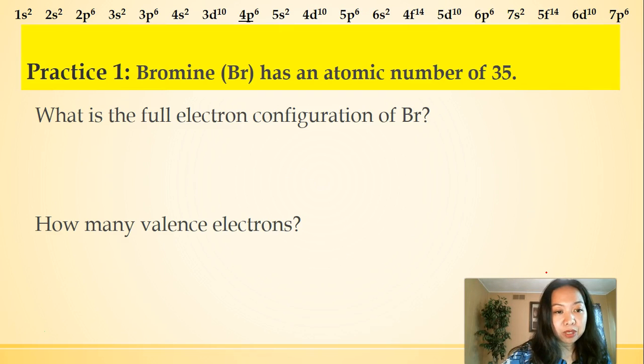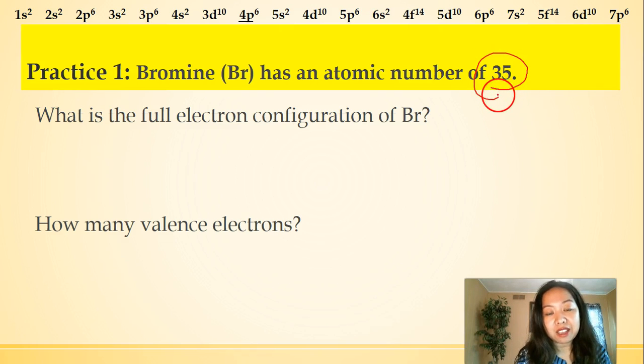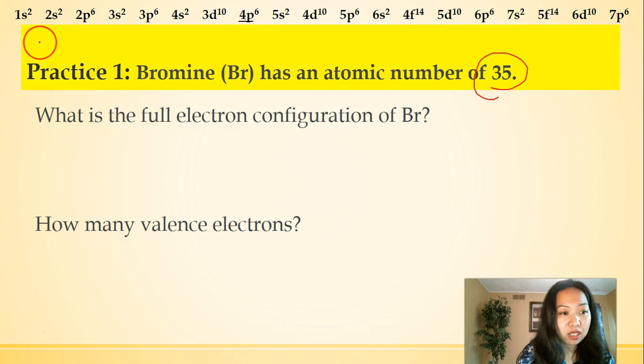Now let's do some examples. What is the full electron configuration of Br? Bromine has an atomic number of 35. That means it has 35 protons and 35 electrons if the atom is neutral. So basically here is the subshell notation. We're going to start from 1s2. What we're doing is just counting the number of electrons.